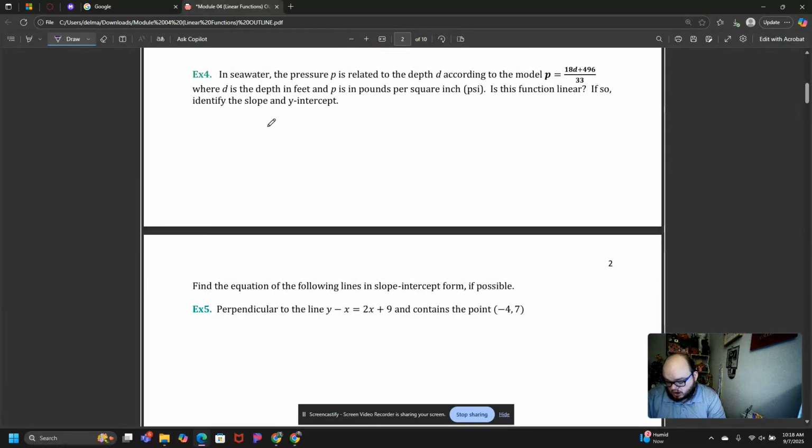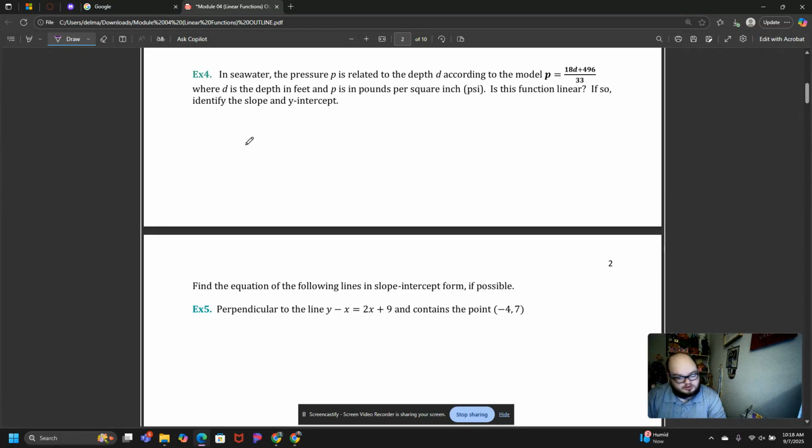So in seawater, the pressure P is related to the depth D according to the model, where D is the depth in feet and P is in pounds per square inch. Is this function linear? If so, identify the slope and y-intercept. Okay, so we can look at this and see what we have. So we have two different pieces, right? And they've just got that common denominator.